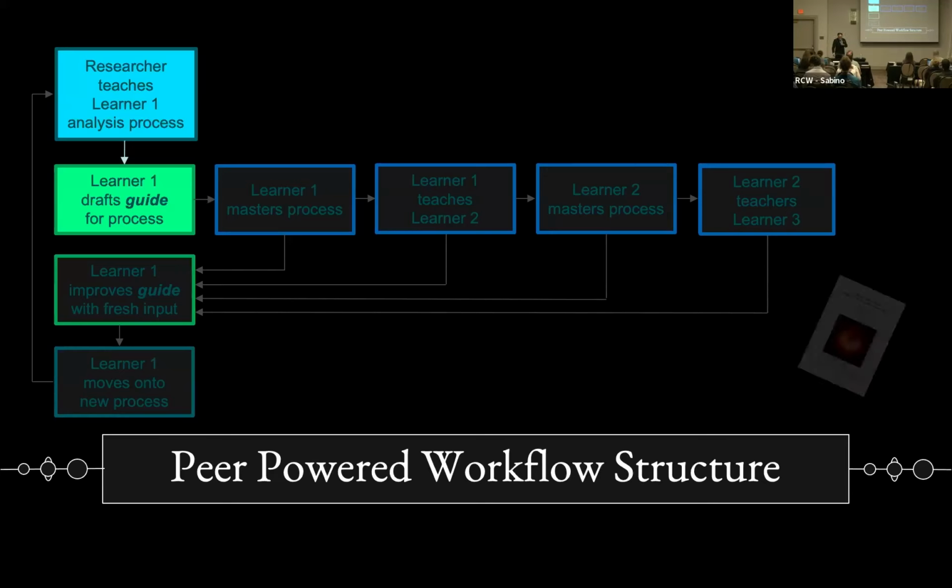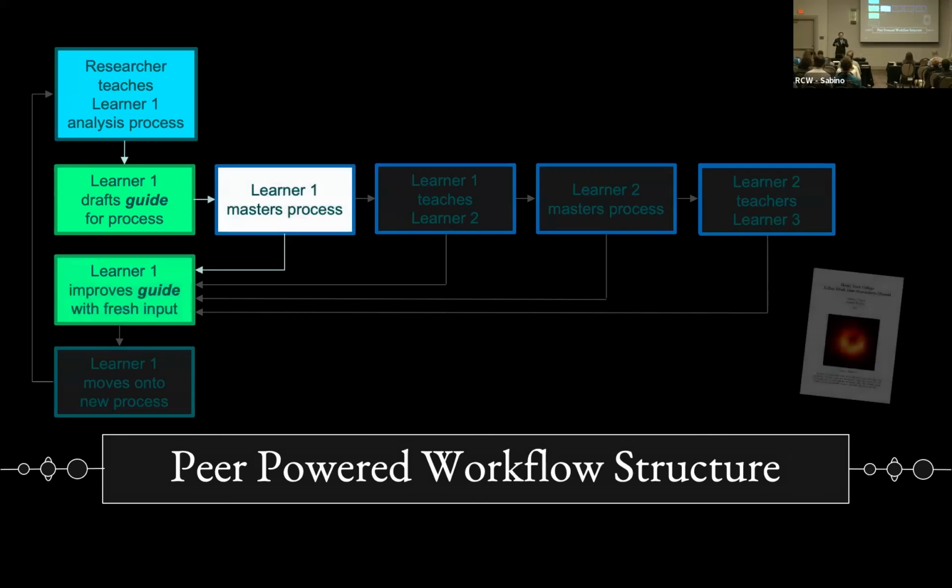This guide or manual becomes the sacred text for the process, but it's not done because it needs to be revised and improved, and it's done so through repeated processes. Learner 1, after mastering that process as best they can, has revised the guide, it gets better. Then learner 1 goes on to teach learner 2. This is the power of peer instruction.